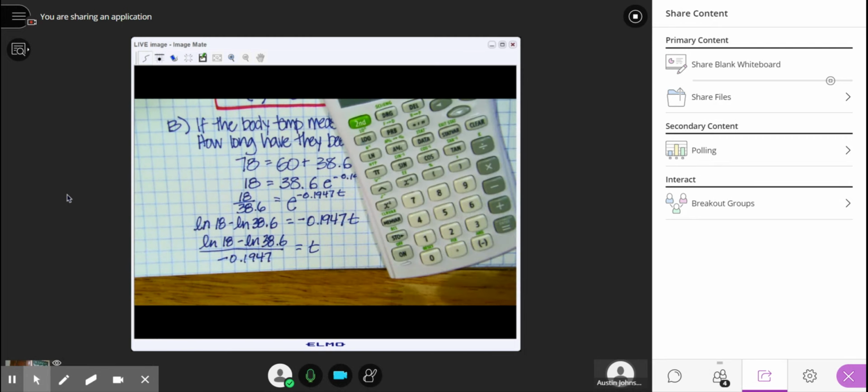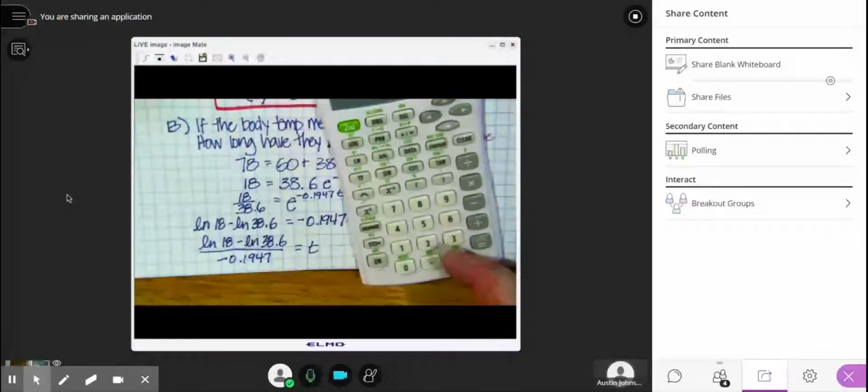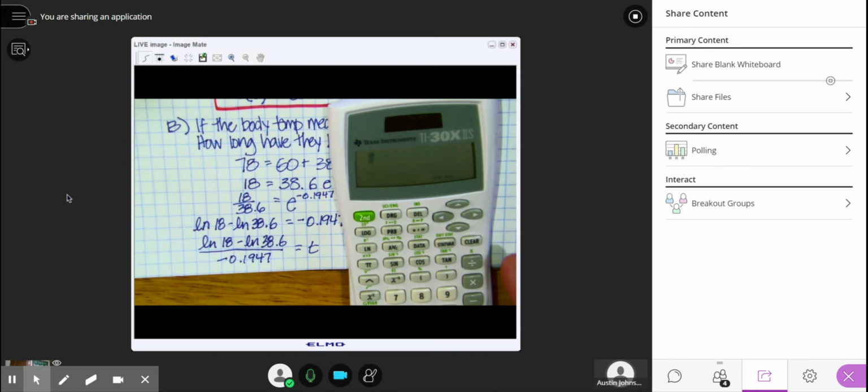Now, you may come up with a different way for yourself to get all of those, and that's fine. Maybe you know how to use your store function on your calculator and you're fine doing that. That's great.